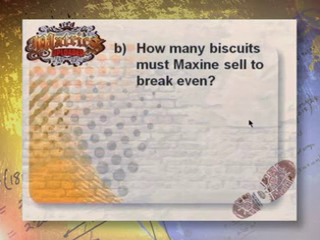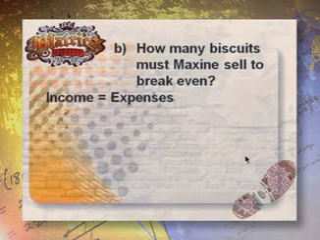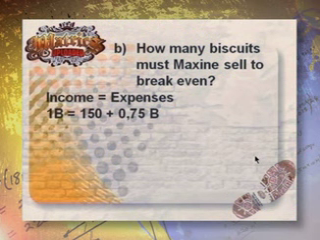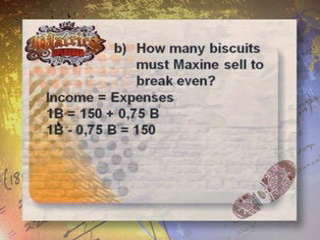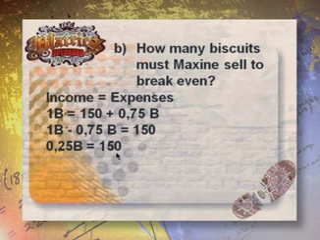Now what would be the next question? How many biscuits must Maxine sell to break even? Very, very important, because that's the first goal in any business, to break even. Now check this out. The income is equal to expenses. We know that the income was 1 times B, and we know that the expenses would be 150 plus 0.75B. Now, all you got to do is bring that 0.75 to the left, subtract it from 1, and we get 0.25B is equal to 150.